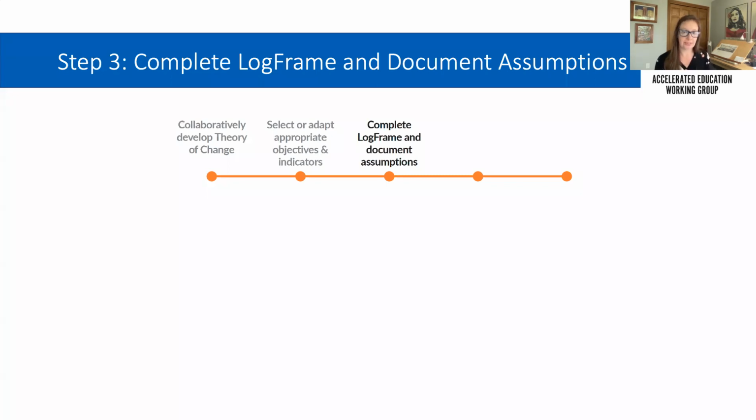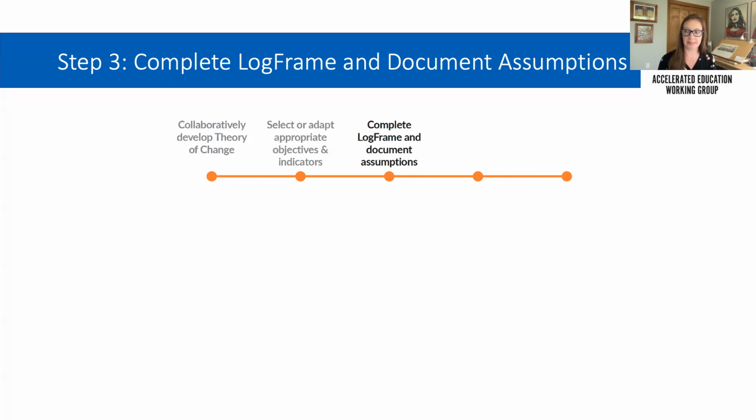So then the next three tools, the final three tools, are all samples of key components of a completed monitoring and evaluation framework. And a bit differently from the theory of change and the objectives and indicators menu, these are more of an example that you might draw from for your own ideas, or you might use them as a template and adapt them. So they're a little bit different, this type of tool.